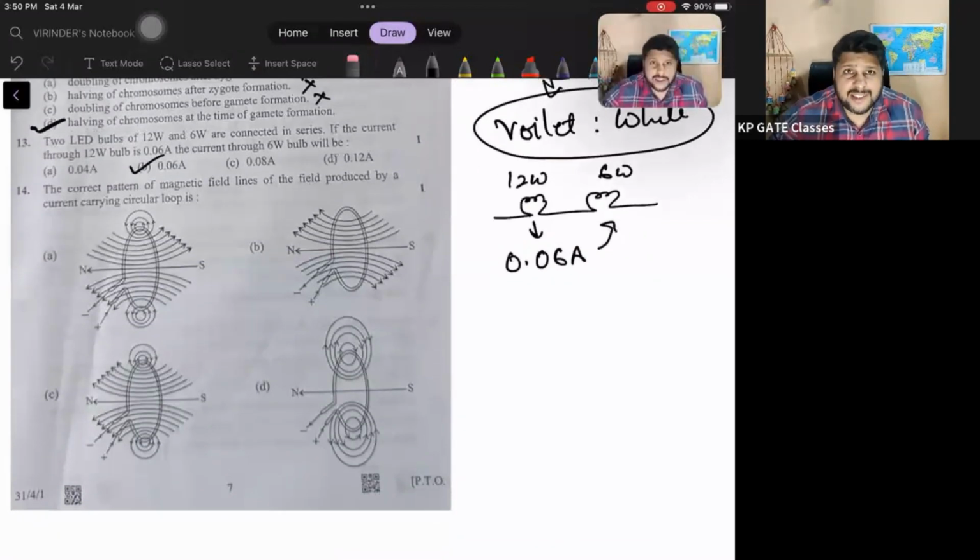The 14th question, this is exact. They have taken exact diagrams from your book and asked you. The pattern of magnetic field lines produced by a current-carrying circular loop is... So C is your correct answer here.